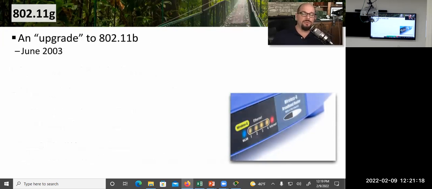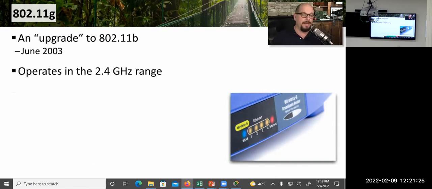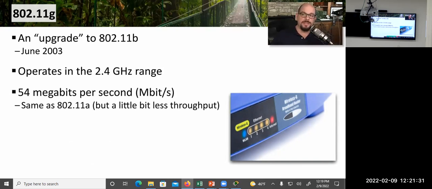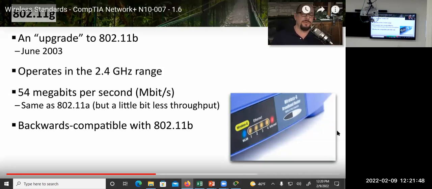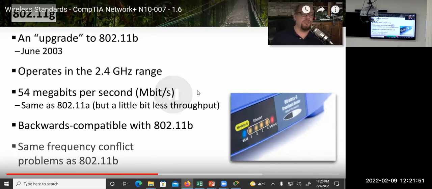802.11g was introduced in June 2003 and was very similar to 802.11b, and this is considered an upgrade to 802.11b. It operates in the same 2.4 gigahertz range, but the overall throughput was increased to 54 megabits per second, which is very similar to the throughput for 802.11a. This 802.11g standard was backwards compatible with 802.11b, so if you installed an 802.11g access point, it could very easily also accommodate 802.11b clients.